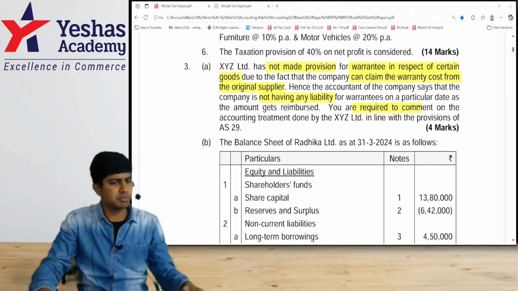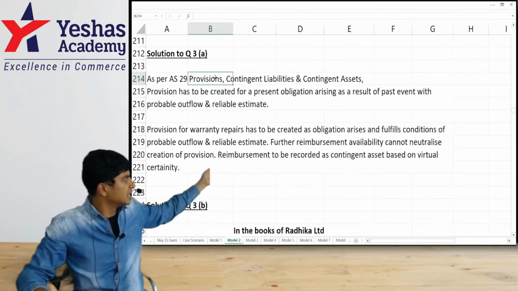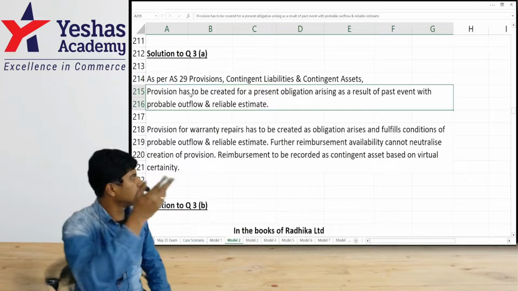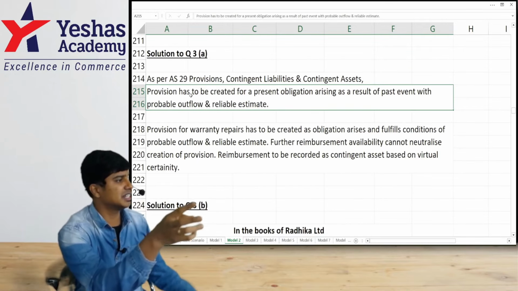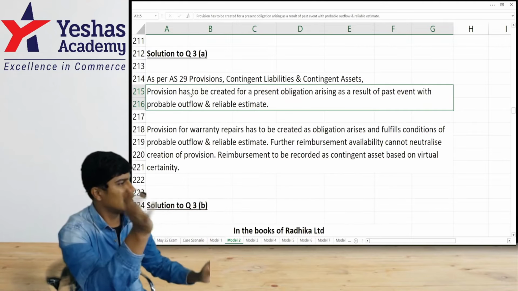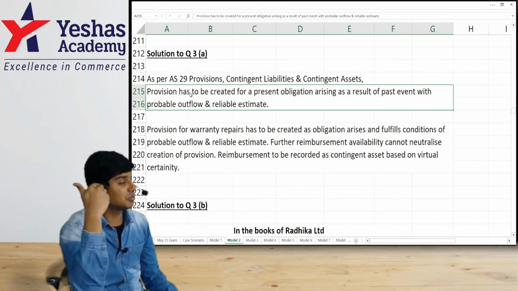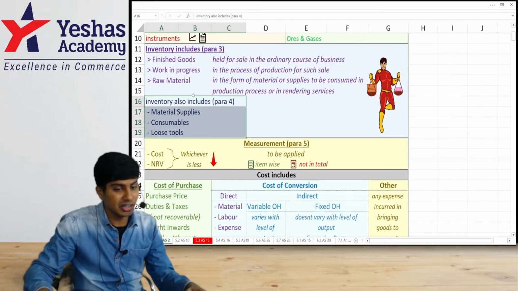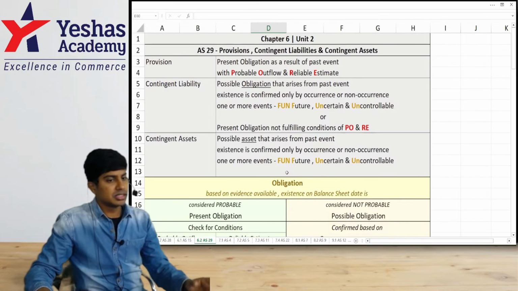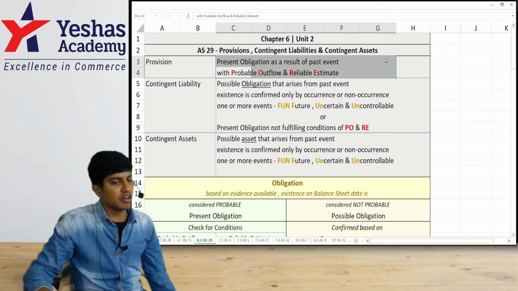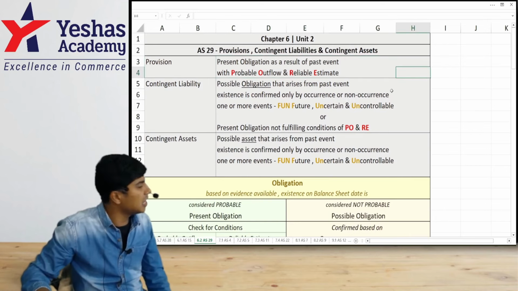In the first paragraph, you write as per Accounting Standard 29, Provisions, Contingent Liabilities and Contingent Assets. Provision has to be created for a present obligation arising because of a past event whenever it fulfills the conditions of probable outflow and reliable estimate. We've revised this definition so many times. We have the same definition in our chart also. Do you agree? If not, please do revise Accounting Standard 29. See, present obligation as a result of a past event with probable outflow and reliable estimate.